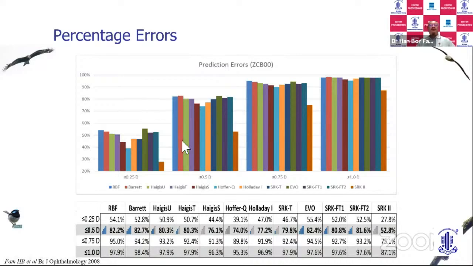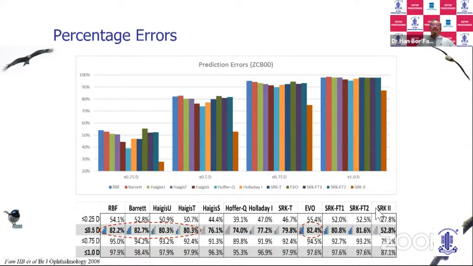This is the percentage of prediction error. In the past, we looked at 1 diopter. Today, we should be looking at half a diopter because the formulas have improved so much. So what we are looking at here, you can see RBF, Barrett, Haigis are over 80%, together with EVO over 80%.